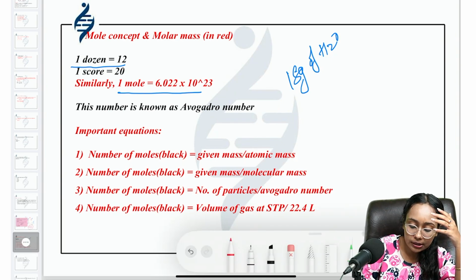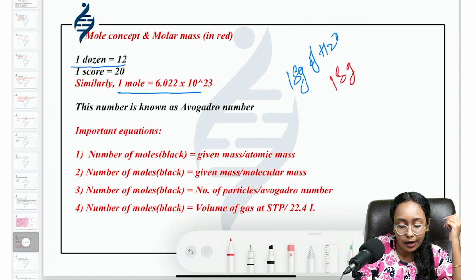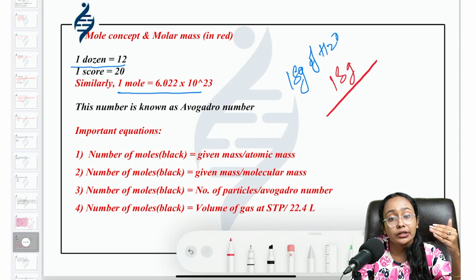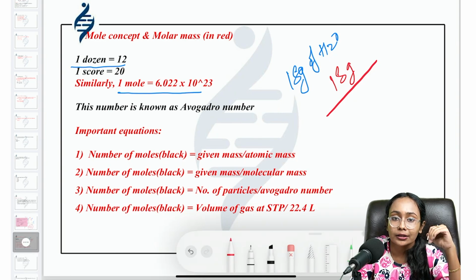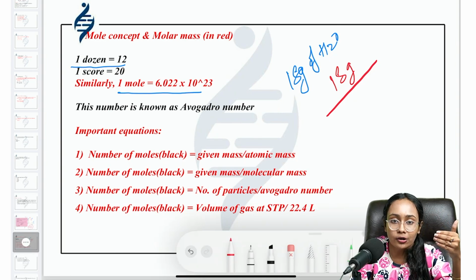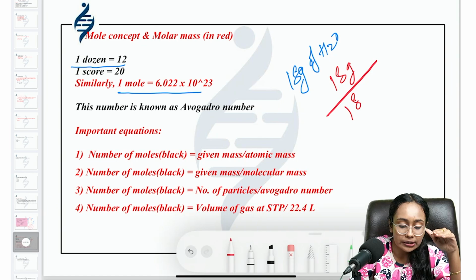So the given mass is 18 grams. You need to divide it by the molecular mass of water. What is the molecular mass of water? Hydrogen 2 plus 16 of oxygen gives 18 itself. So 18 divided by 18, 1 mole.